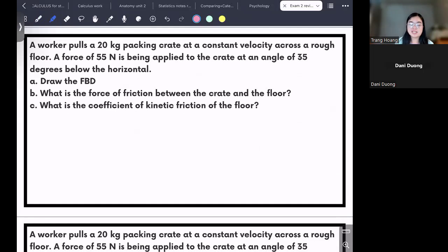Okay, a worker pulls a 20 kilogram packing crate at a constant velocity. So 20 kilograms, constant velocity across a rough floor. Also an important detail: a force of 55 newtons is being applied to the crate at an angle of 35 degrees below the horizontal. Our first question is to draw the free body diagram.